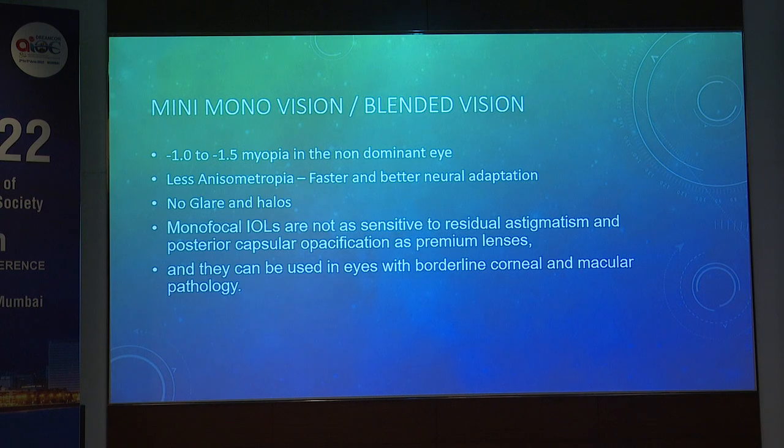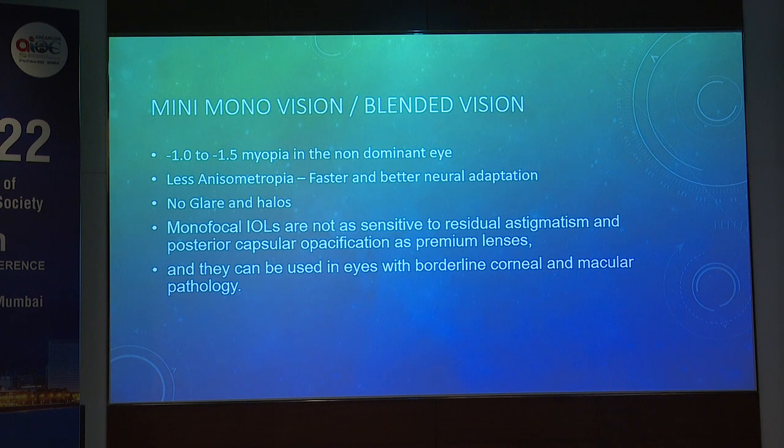So mini monovision is what has come in now, and today I have been doing mini monovision for some of my patients, wherein instead of that high degree of anisometropia, you reduce that anisometropia to about 1 to 1.5 diopters. So less anisometropia, faster and better is the neuroadaptation.